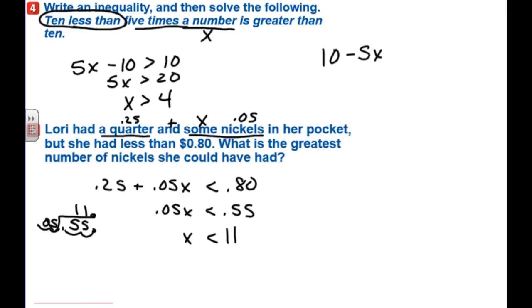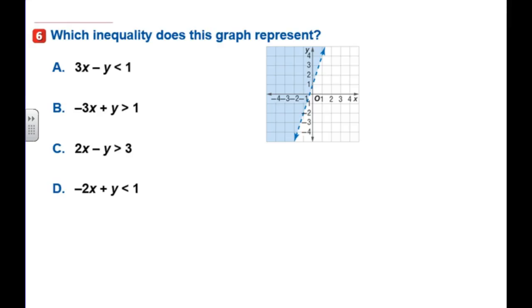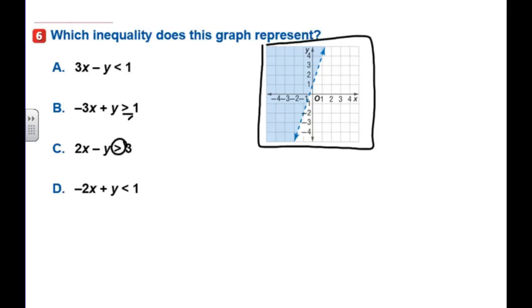And then we'll do number 6, and that'll be it for the warm-up. Number 6, which inequality does this graph represent? And you have this graph over here. It's got a dotted line, and then it's got a shaded area up above it. Now that shaded area up above it doesn't necessarily mean that you should go to the greater than signs first. It doesn't necessarily mean that.